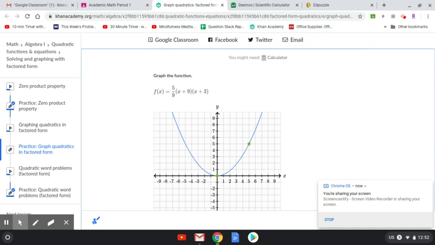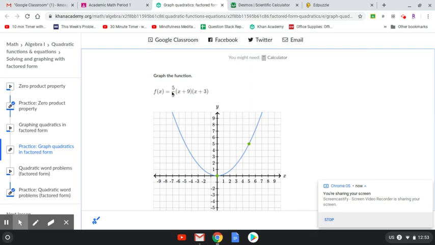Hey guys, I wanted to go over a couple of problems from the Khan Academy assignment last night. It seems like we were having some issues. Let me just go over this a little bit here and make sure that we're all okay with this.